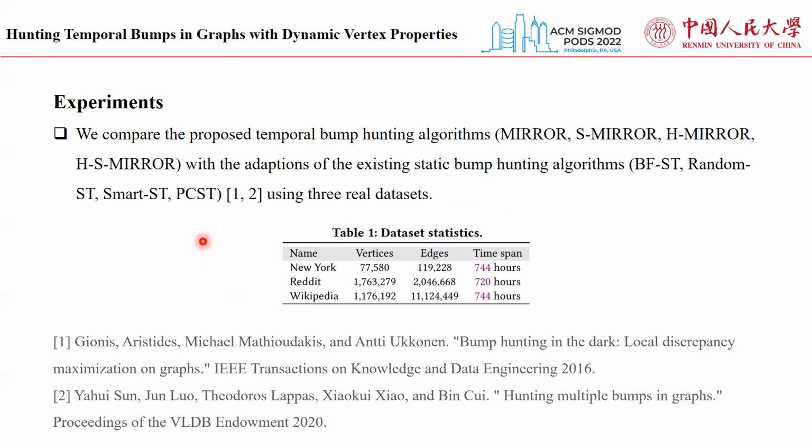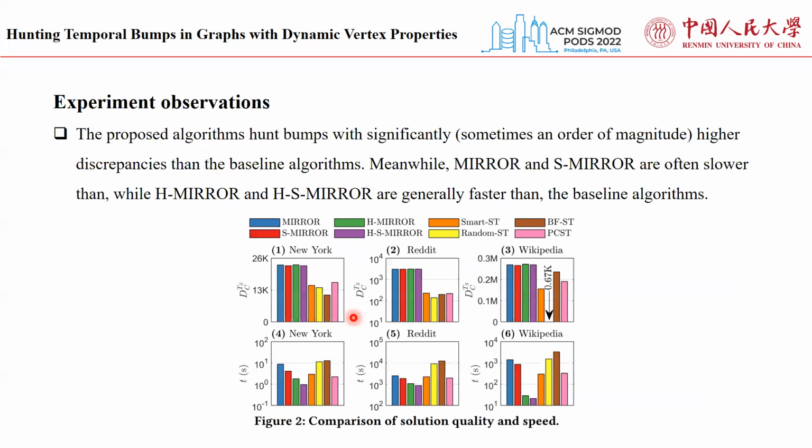We compare the proposed temporal bump hunting algorithms with adaptations of the existing static bump hunting algorithms using three datasets: New York, Reddit, and Wikipedia. In the experiments, we observe that the proposed algorithms hunt bumps with significantly, sometimes an order of magnitude, higher discrepancies than the baseline algorithms. Meanwhile, the proposed Mirror and S-Mirror are often slower than, while the proposed H-Mirror and HS-Mirror are generally faster than, the baseline algorithms.